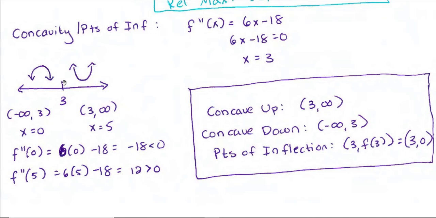I did switch concavity right here at 3. I went from concave down to concave up. So at 3, the original function evaluated at 3, which turns out to be 0, is a point of inflection. But it is not also a point of diminishing return, because we went from concave downwards to concave upwards.